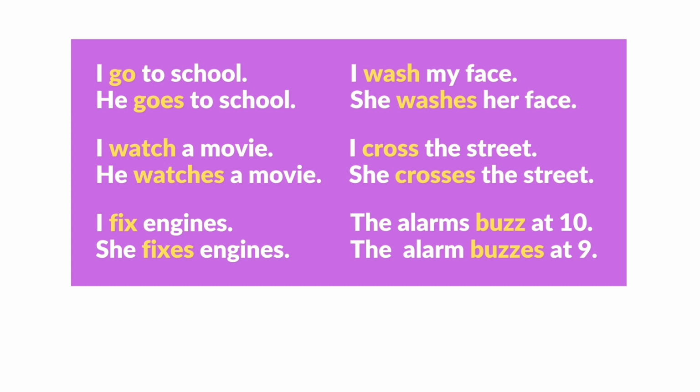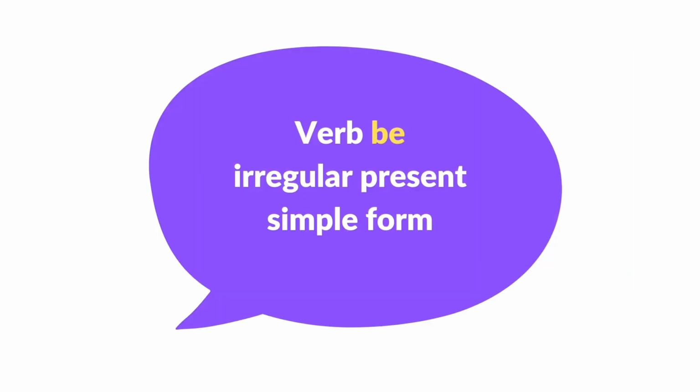Again, when the verb ends in SH, CH, SS, X, Z, and O, we usually add ES to the end of the verb if the subject is he, she, or it. Now let's see the verb be. This verb has an irregular present simple form.